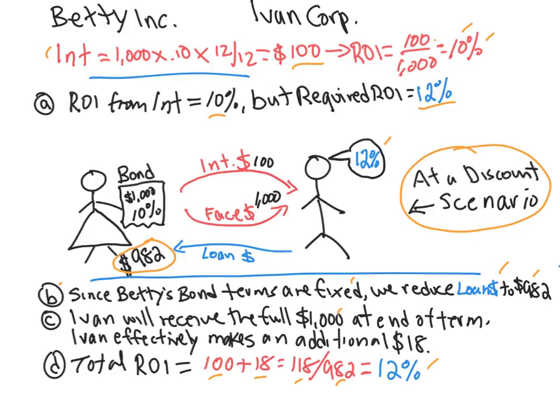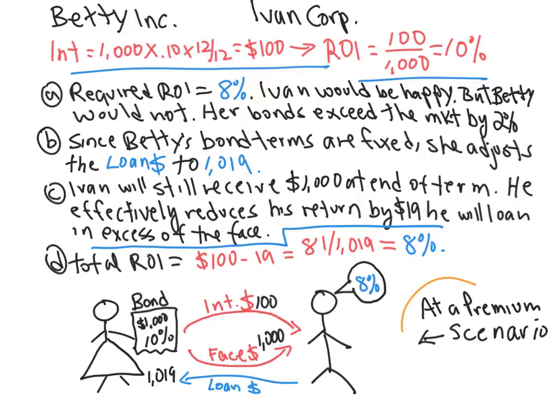10% through the interest payments and 2% through the discounting. Similarly, if you look at the premium scenario, it is the same thing as previously, but in reverse. We still have the 10% initial calculation to figure out whether we're near the market rate.